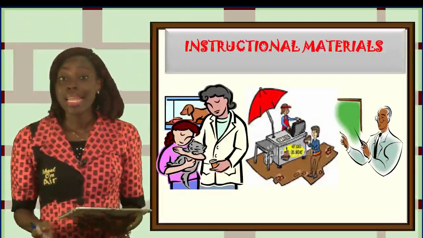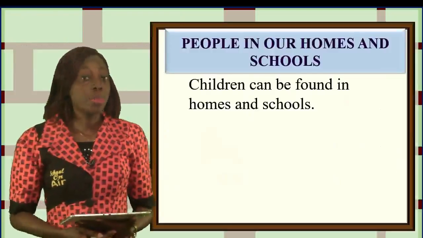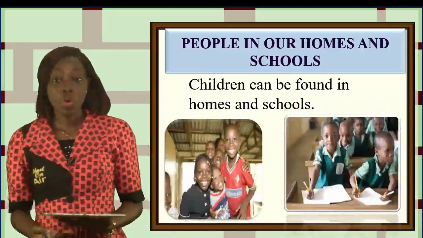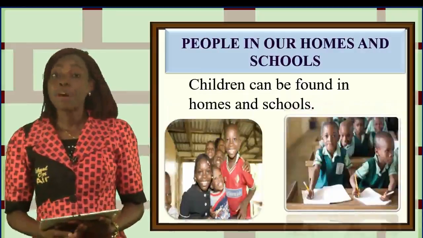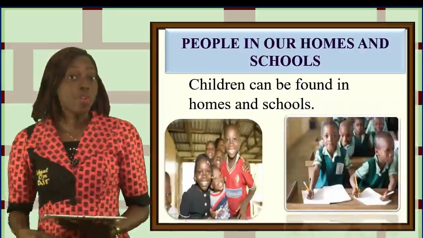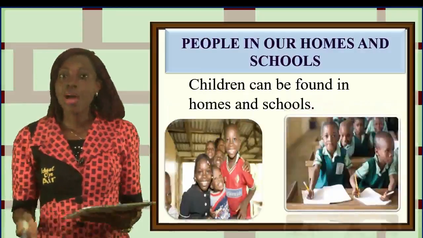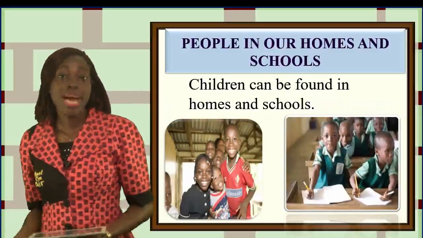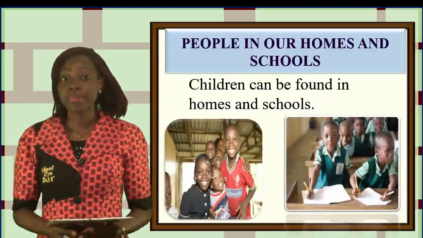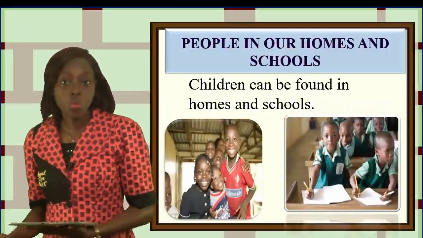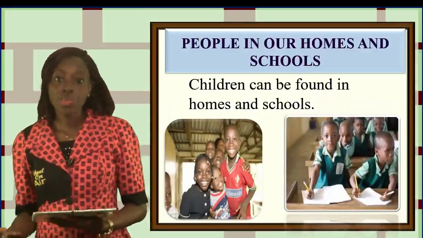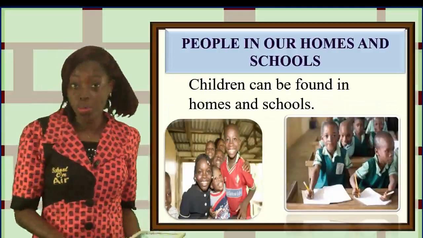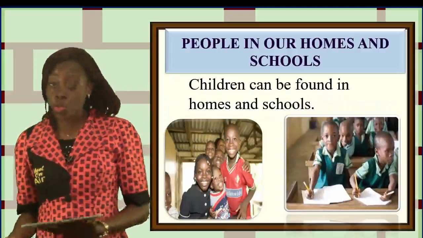Now, first of all, let's see some of these people and where they can be found. Children can be found in homes and school. For example, you yourself, you're a child and you have a home where you live with your parents, your mom and your dad, and maybe your siblings. And you also have a school that you go to every day to learn. So, children can be found in both homes and in schools.